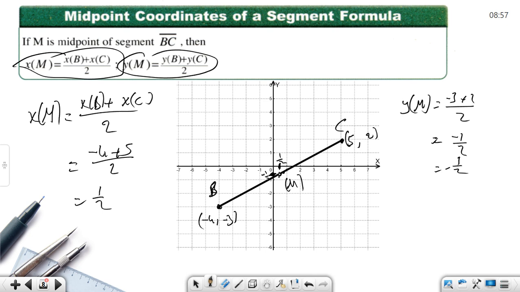This is the midpoint. So what is the coordinate of the midpoint? You need to understand that one. Coordinate of the midpoint: x is 1 over 2 and y is -1 over 2.